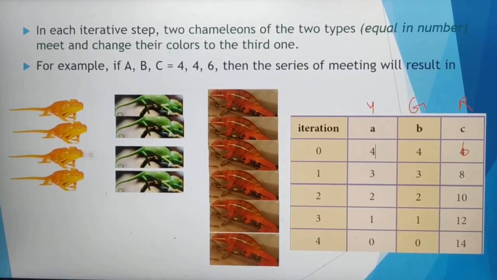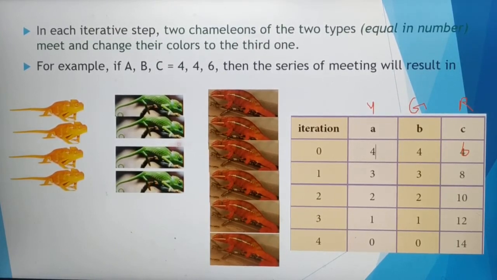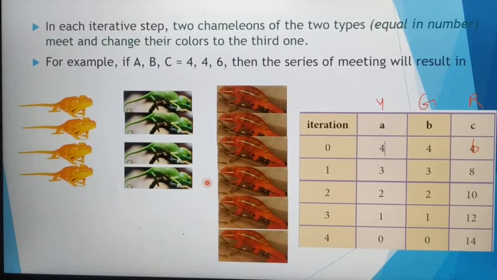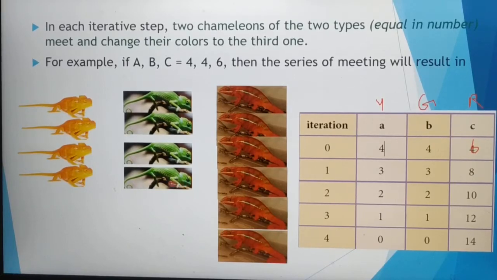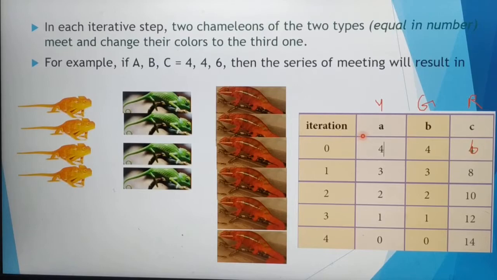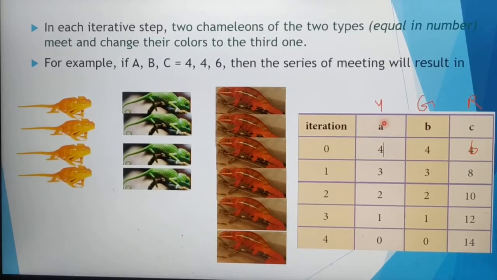Here we have three different types of chameleons. By changing their skin color, how can we convert all the chameleons into the same color, which is also called the monochromatic problem? First, let's see the problem statement. In this problem, we have three different types of chameleons. They are A, B and C. These are three different types of chameleons.